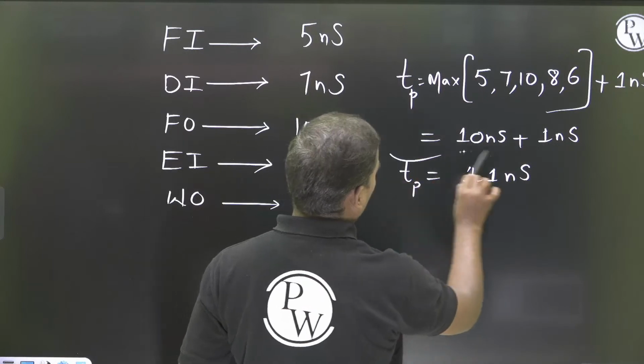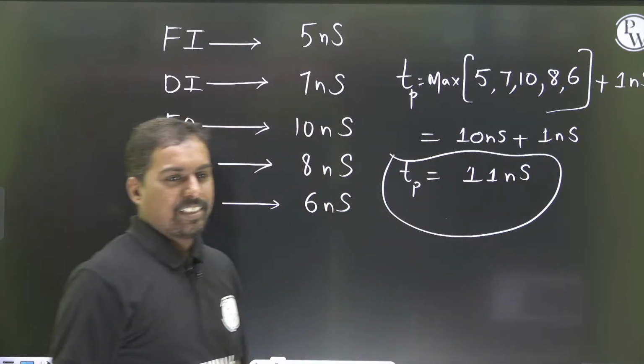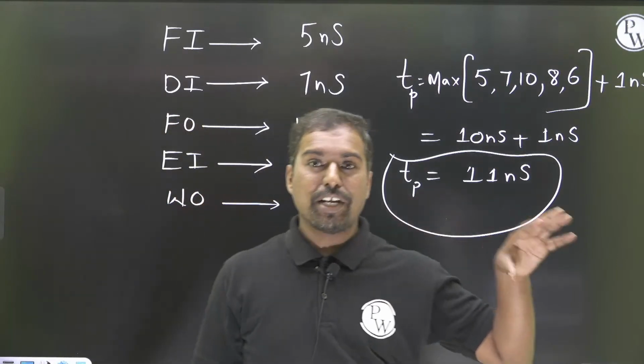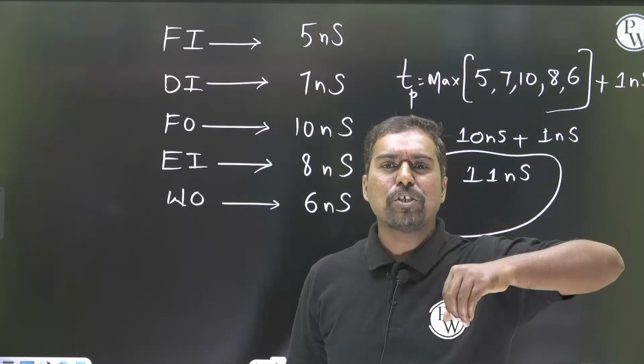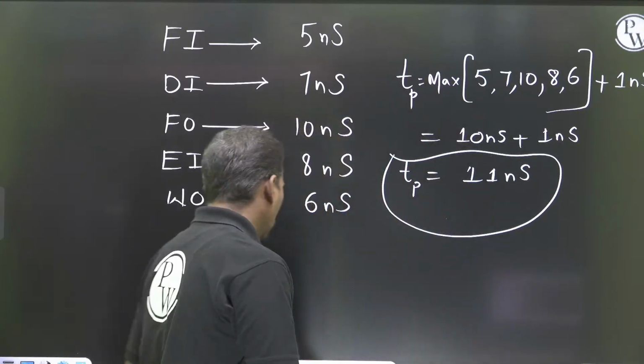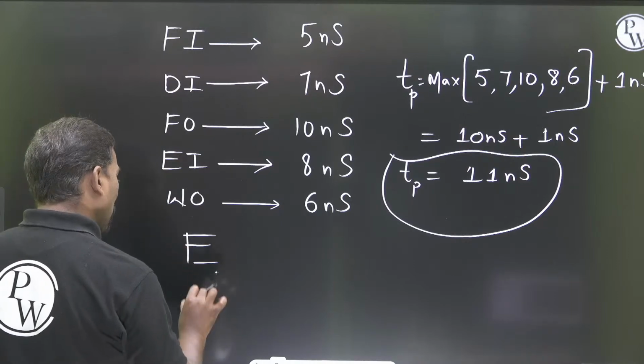So this is the time of pipelining. That's it. Just to confuse you, he will give this type of data. Don't worry about that, okay? Just to confuse you, he will give it. You just have to understand the concepts. 11 nanoseconds. So what is the execution time of pipelining?